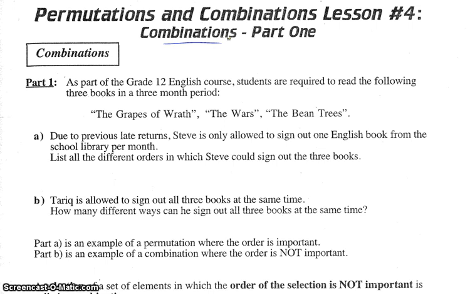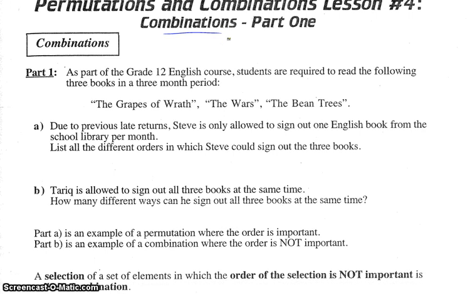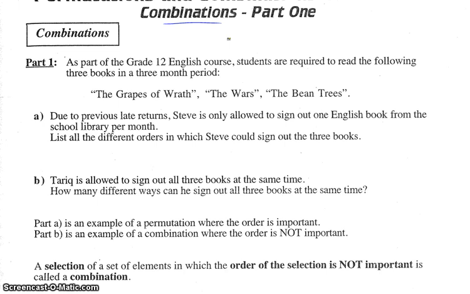So part 1, this little example here, is a good way to look at the difference. As part of a grade 12 English course, students are required to read the following 3 books in a 3-month period: Grapes of Wrath, The Wars, The Bean Trees. Now we have 2 situations. We have Steve. Due to previous late returns, Steve is only allowed to sign out 1 English book from the school library per month. List all the different orders in which Steve could sign out the 3 books.